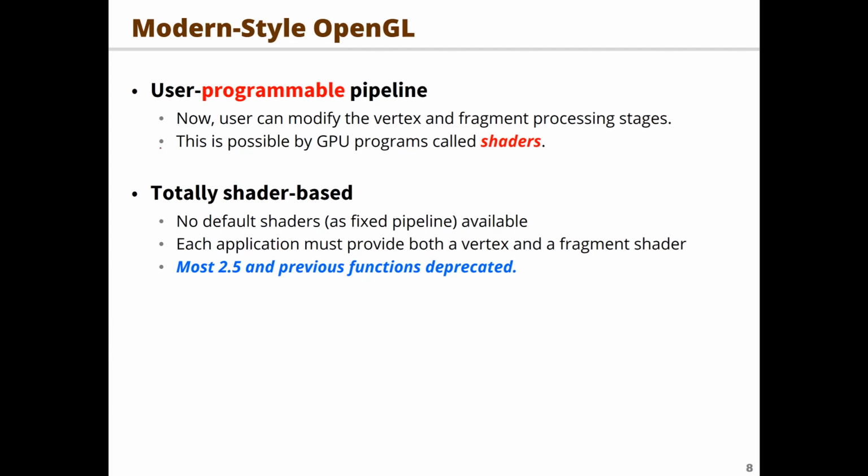Next, modern style OpenGL is totally shader based. No default shaders are available, so you have to define your own shaders to use the GPU. Default shaders had been available in the fixed pipeline. Basically, standard transformation and Blinn-Phong shading were available in the fixed pipeline, but they are no longer available. So we have to write our own shaders so that the vertex and fragment shaders work.